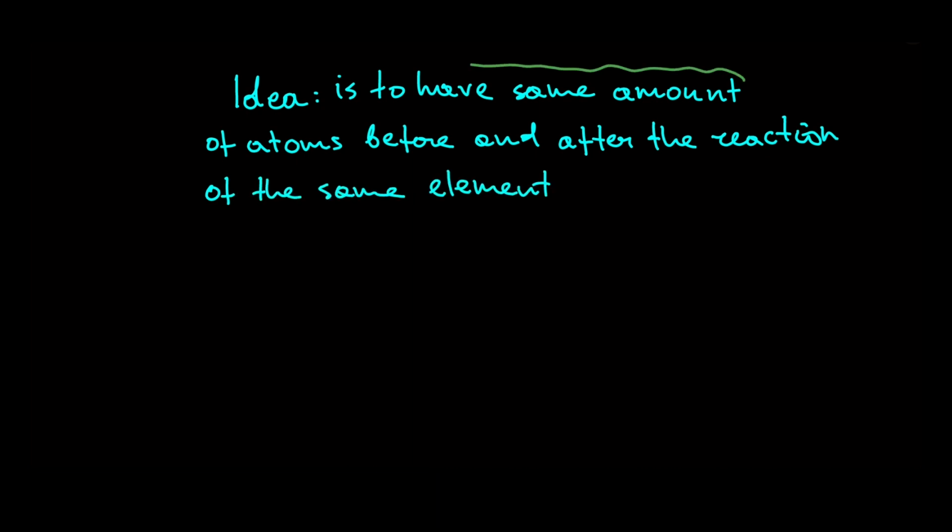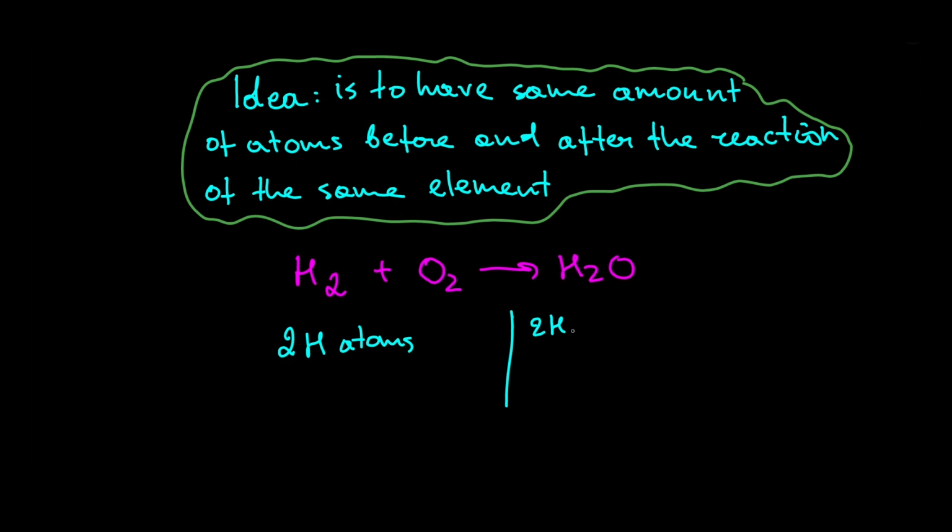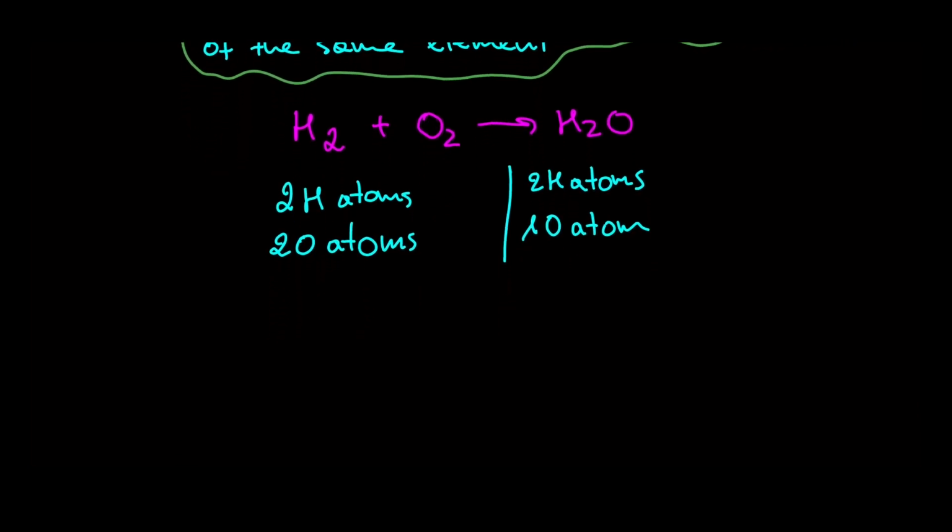So for example, we have a reaction in which water is produced. Hydrogen reacts with oxygen and we get water. If we look at our reaction, we have the same amount of hydrogen atoms before and after the reaction. On both sides, we have two atoms. Now what about the oxygen? We have two atoms of oxygen before the reaction, but only one after the reaction. And because of that, we need to balance the equation using numbers which are called coefficients.